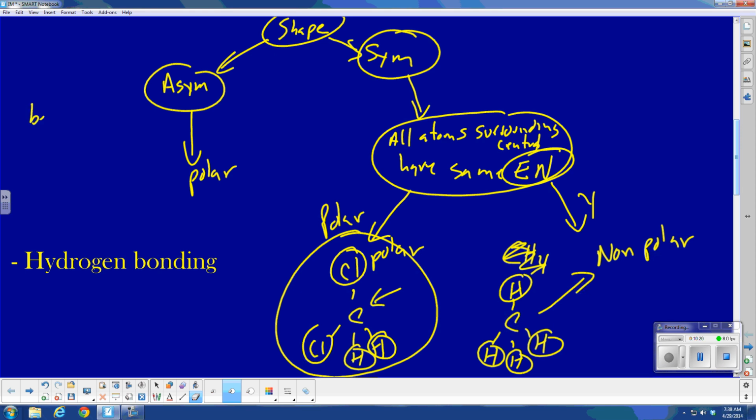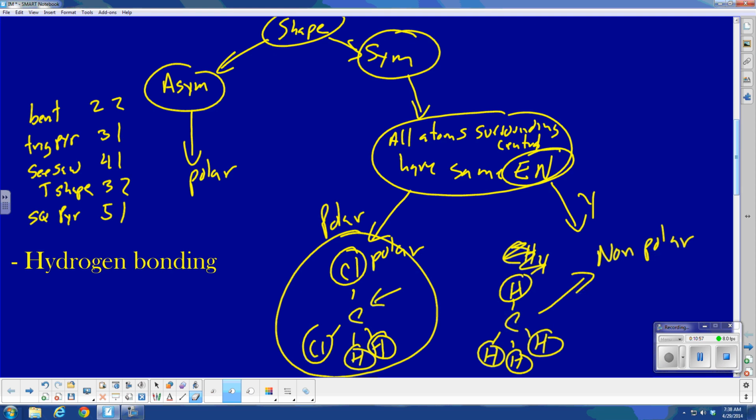Now the question is, what shapes are symmetric and what shapes are asymmetric? Okay, bent is asymmetric. Trigonal pyramidal is asymmetric. Seesaw, T-shaped. What else do we have that's asymmetric? Square pyramidal. Got it? Those are, this is a 2-2, this is a 3-1, this is a 4-1, this is a 3-2, and this is a 5-1. All of those are asymmetric shapes.